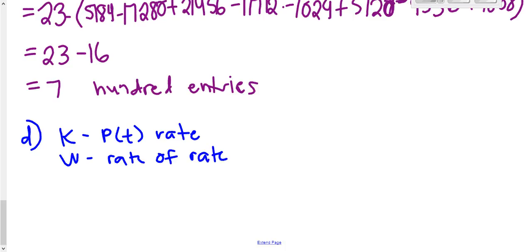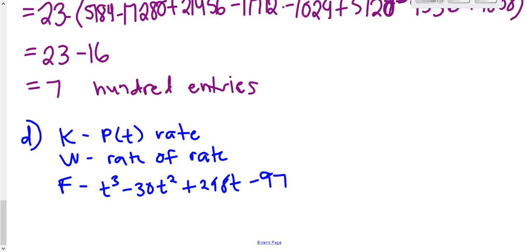So our formula is T cubed minus 30T squared plus 298T minus 976. Well, if we want to go from a rate to a rate of a rate, that's a derivative. To find where it's going most quickly, we have to take that derivative and set it equal to 0.